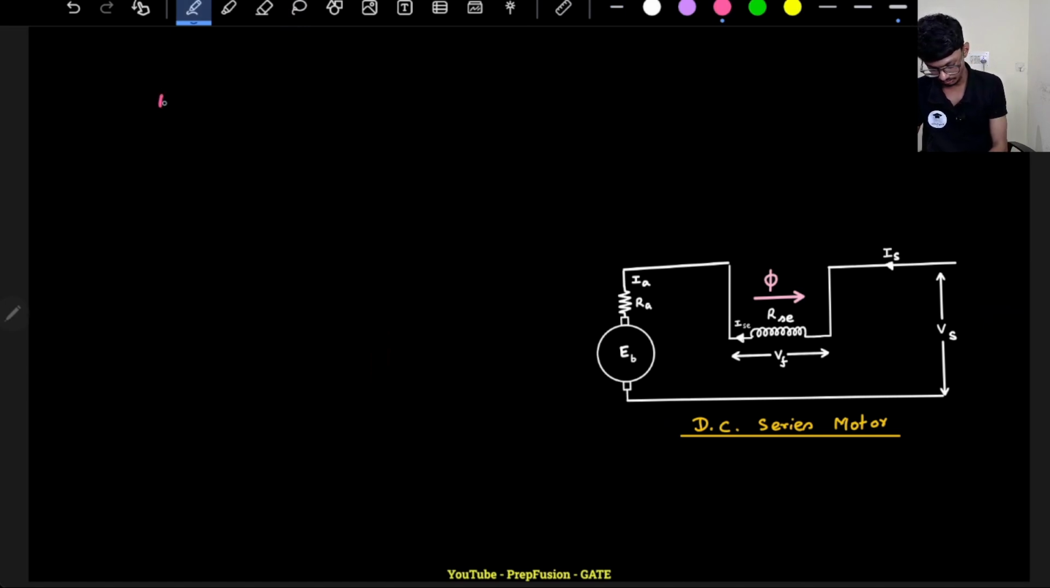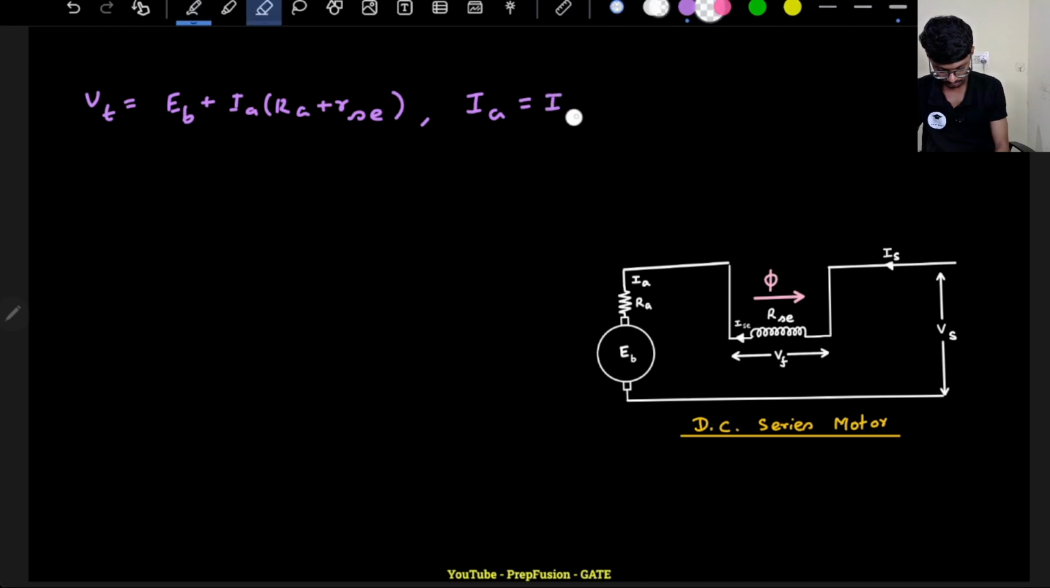Basically if I write the KVL, my Vt, the terminal voltage, will be equal to Eb plus Ia into (Ra plus Rse), and my Ia is equal to the field current If.